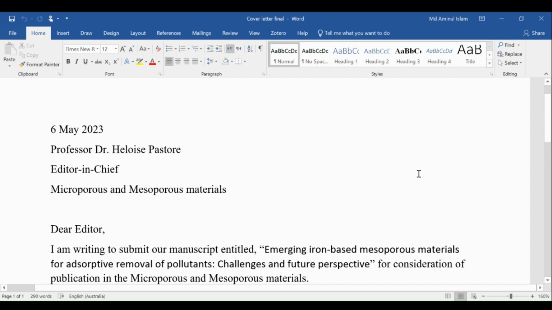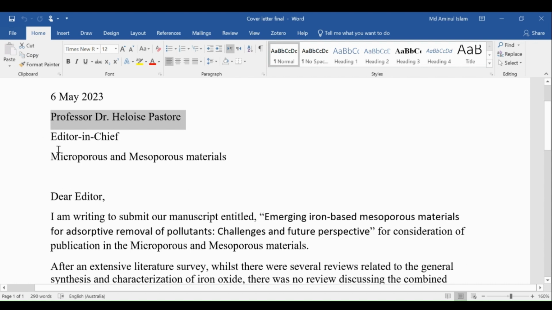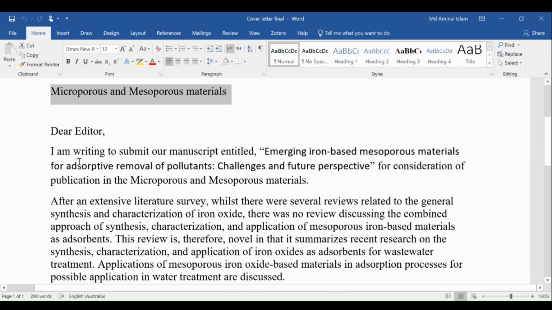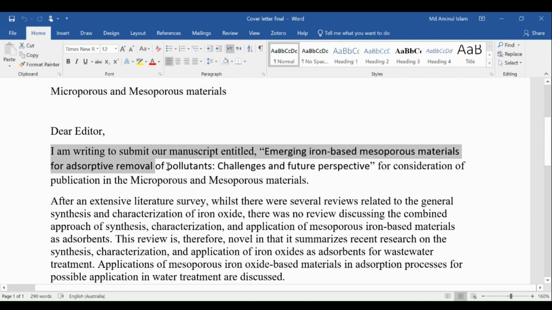Well, in order to write a good cover letter, you have to know some things, for example, the name of the journal editor and the journal you are intending to submit to. So write like this. At first you write the date, then the name of the editor in chief, then the journal name. Then, "Dear editor," it is like this.